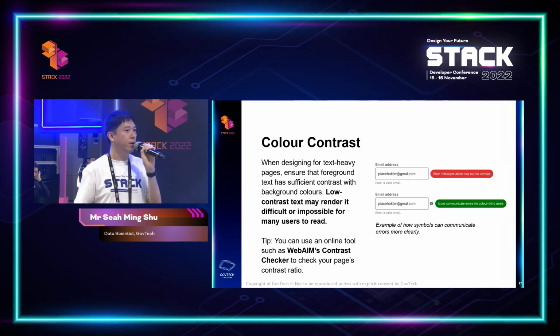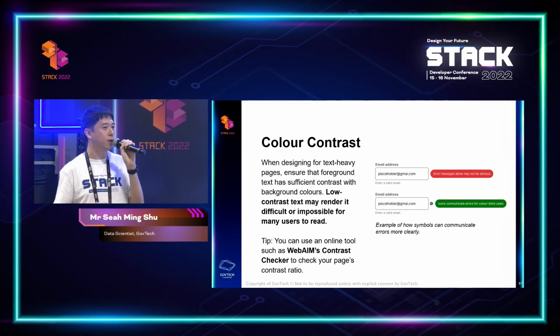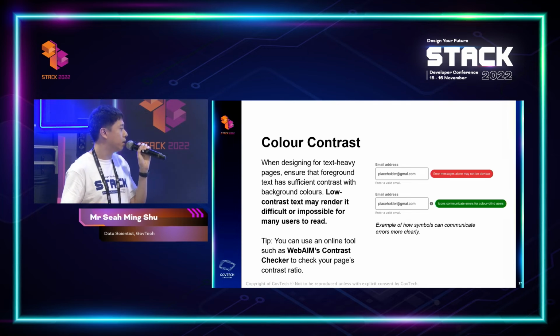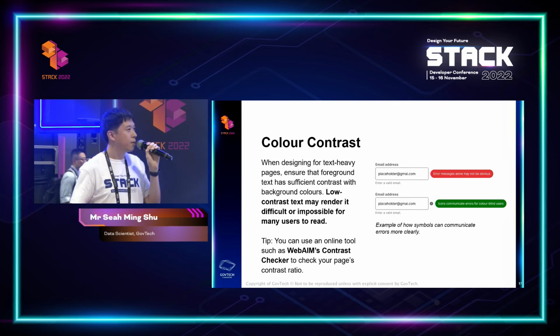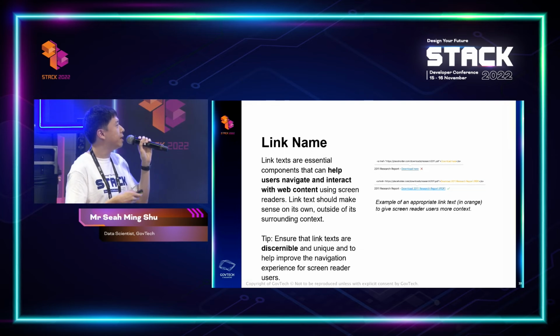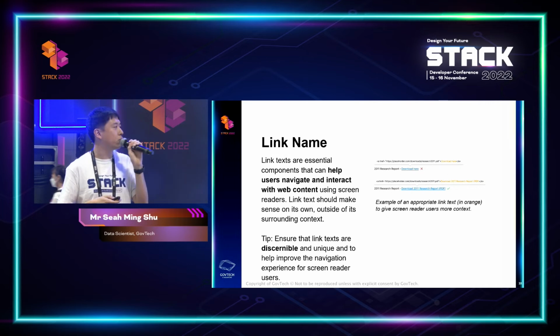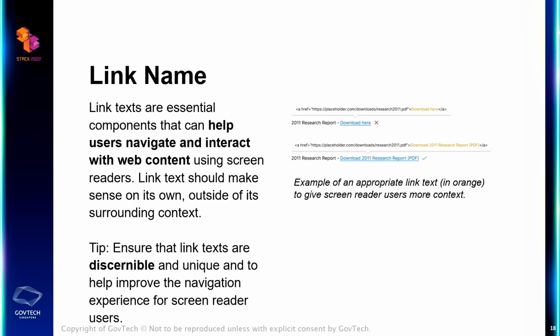So one of the online tools that you can use for color contrast is WebAIM's contrast checker. This will also help you to check the contrast ratio of the page. The second component is the link name. All these link tags are essential components that help users to navigate and interact with web content using things like screen readers. All these link tags should make sense on their own without referring to the surrounding context.